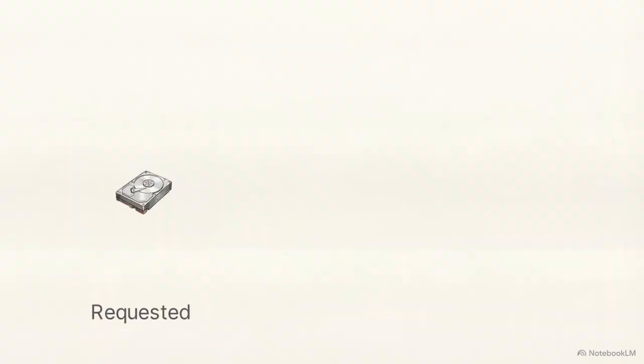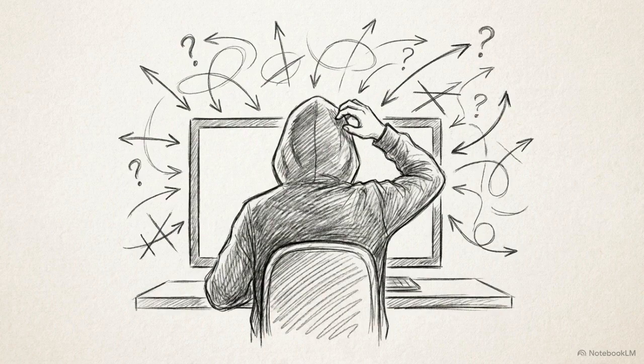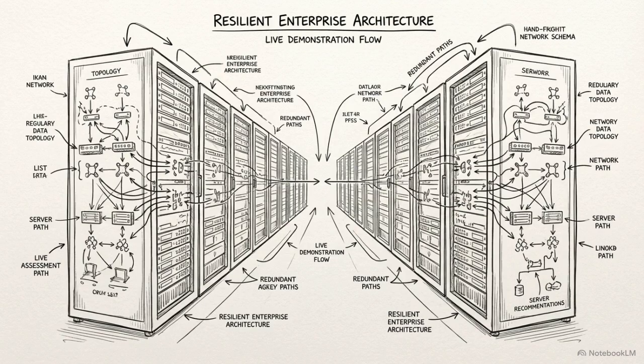The request was for exactly one disk. The system is presenting 4. A junior administrator might assume this is a provisioning error, that the storage team accidentally cloned the volume 4 times. But this is not a mistake. Those 4 identical entries are the exact digital footprint of a perfectly configured, highly resilient enterprise architecture.